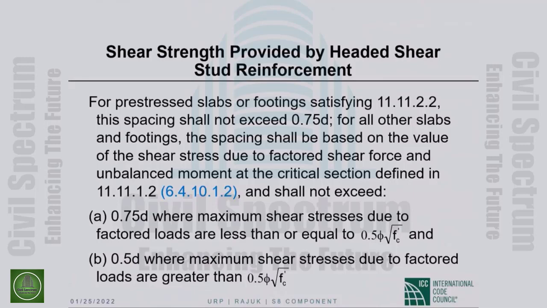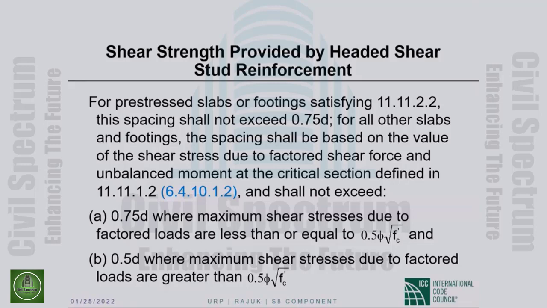For all other slabs, the spacing shall be based on the value of the shear stress due to factored shear force and unbalanced moment at the critical section defined. So you will figure out the spacing based on the amount of shear that you have to deal with, but shall not exceed 75% of D, where maximum shear stress due to factored loads is less than or equal to 6 square root of f sub c prime, and 50% of D, where maximum shear stress is more than 6 square root of f sub c prime.